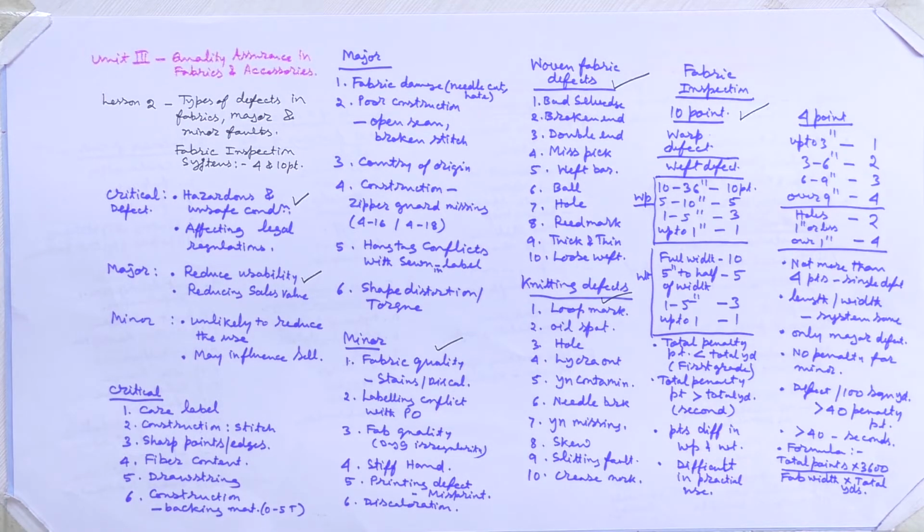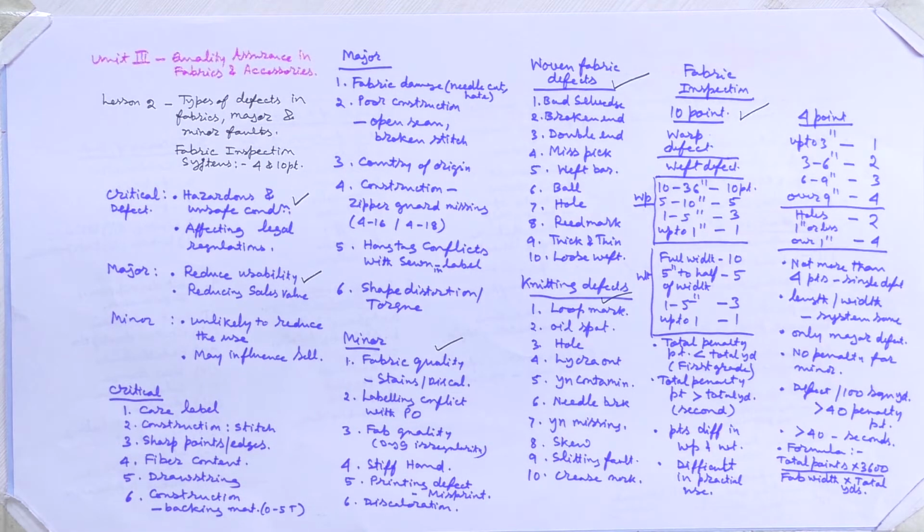Now we will see a little bit about the important features of the 4-point inspection system, which is followed throughout the world for fabric inspection. The important point of this category is that whether it is warp or weft, the classification of defects is done in a single way. For example, up to 3 inch, if there is a defect, we assign a point of 1. The maximum point is 4. So up to 3 inch, if any defect is there, whether lengthwise or widthwise, it will be assigned a penalty point of 1. Now 3 to 6 inch, if it is there, then the penalty point will be assigned as 2.